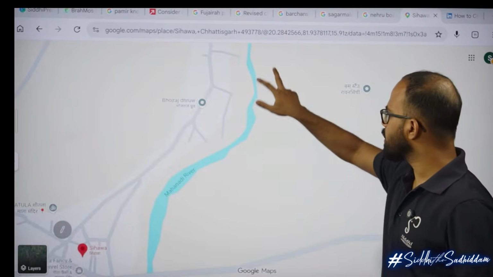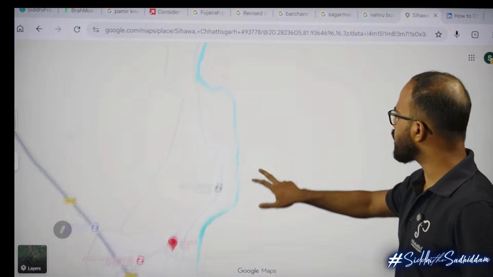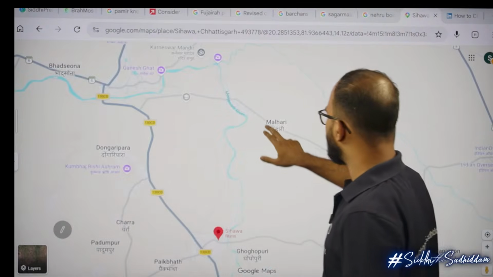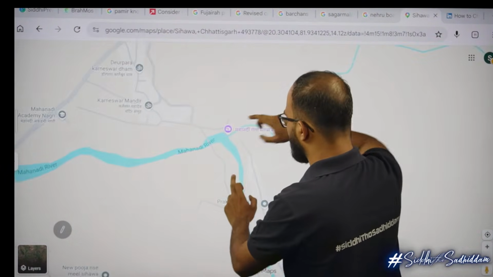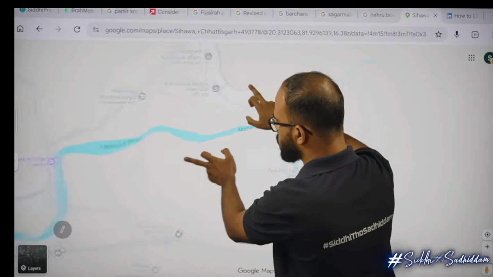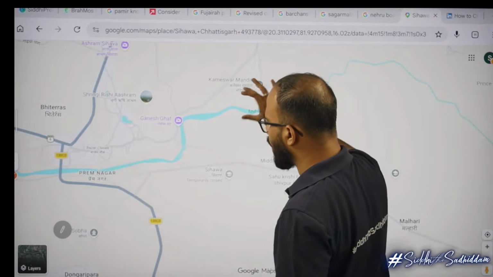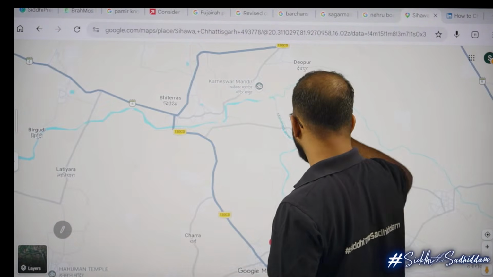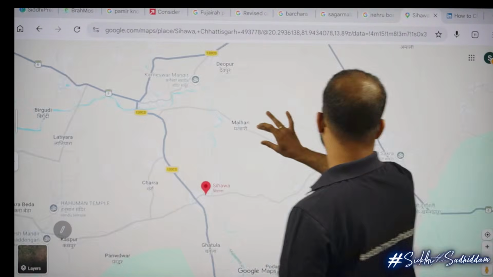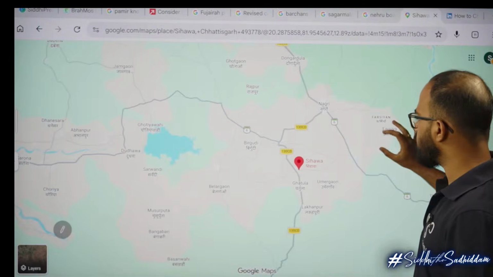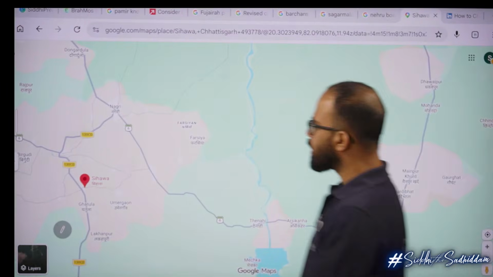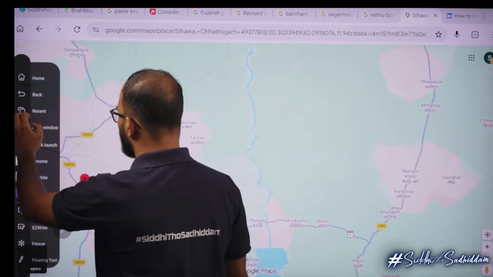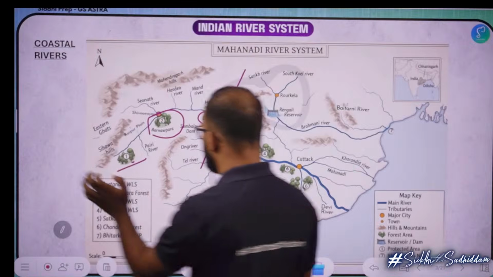Mahanadi starts here. It travels. It continues traveling like this. It travels towards Raipur plains, right? Then at this particular place, Mahanadi River continues to travel like this. So you start with the river and you trace the overall journey of the river. You try to understand and you try to trace the journey of the river, and you see to what direction the river is traveling, and to help you trace that journey, we have given clear maps in this.